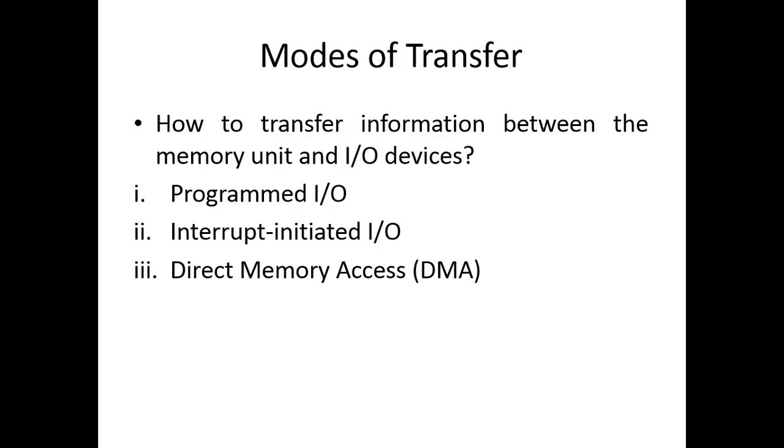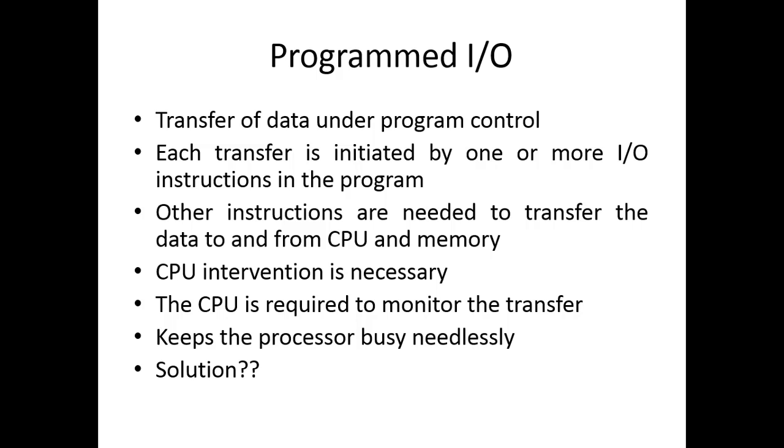Similarly, if we consider some output device, then the objective of that device is to produce the output data to the user, which is located somewhere in memory. So now the question is how the transfer of information can take place between the memory unit and peripheral devices. There are three classic methods for implementing this kind of transfer: programmed I/O, interrupt initiated I/O, and direct memory access, which is known as DMA. Let us see the first method, that is programmed I/O.